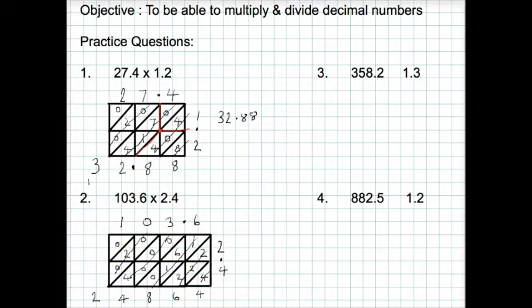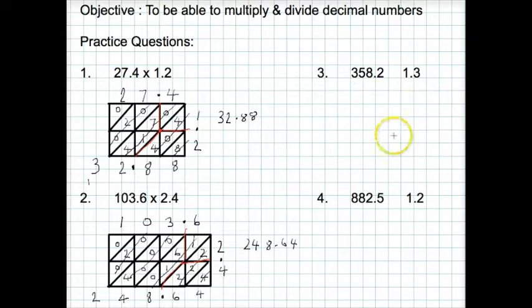And then same procedure, we go down from the decimal and in from the other decimal. Where they meet we go diagonally down to show us exactly where our decimal point goes. Check that there's 2 decimal places in the question. There should be 2 in the answer. There is. So our final answer here becomes 248.64.